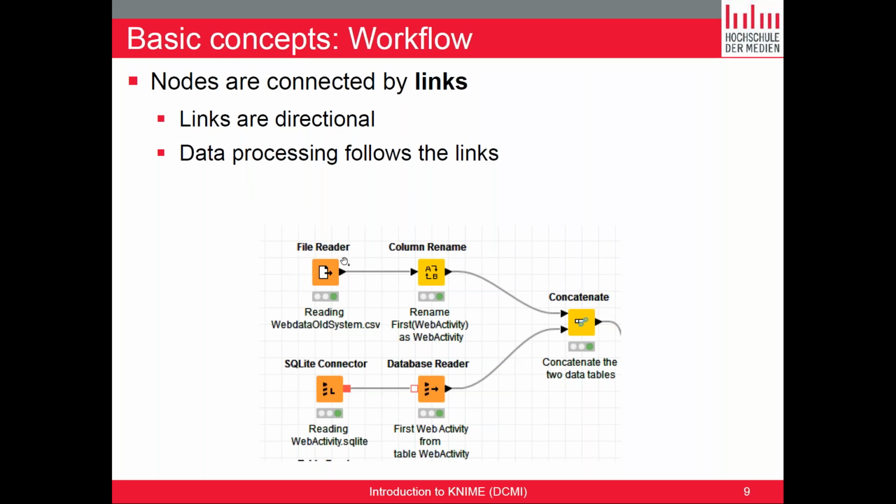As you can see in the small example here on the slide, the data processing starts at the left at the file reader and the SQLite database connection, and then data is being read, columns are renamed, things are concatenated, and so on and so forth. It is important to understand this concept because everything else follows from it. And KNIME makes very good use of this visualization, because you can create quite complex workflows with lots of nodes and still know exactly what's happening with your data.